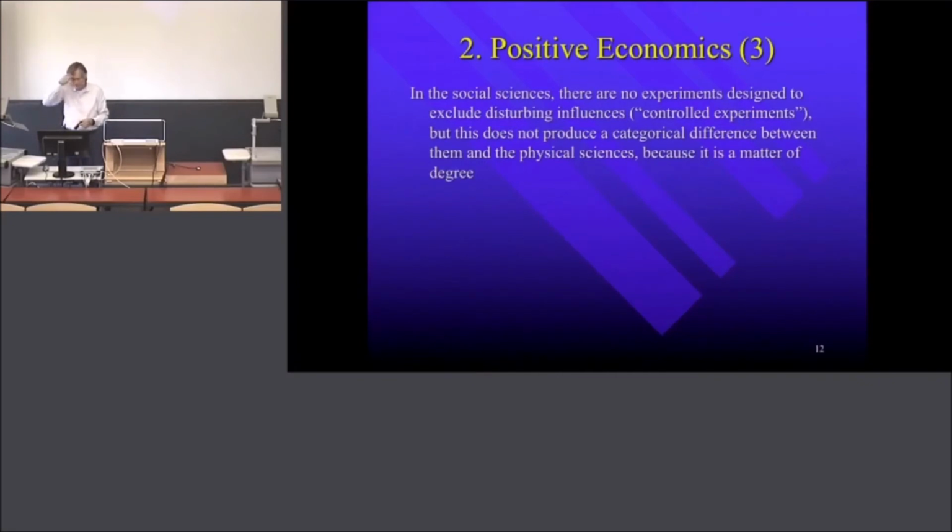Okay. Now he says that in the social sciences, the situation is in so far different from the other fields. There are no experiments designed to exclude disturbing influences, controlled experiments. This is the 50s. This is, of course, now dated for economics, behavioral economics. They now have that. That's well established. And he says this did not exist at that time.